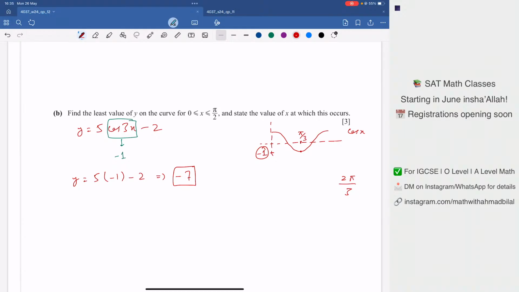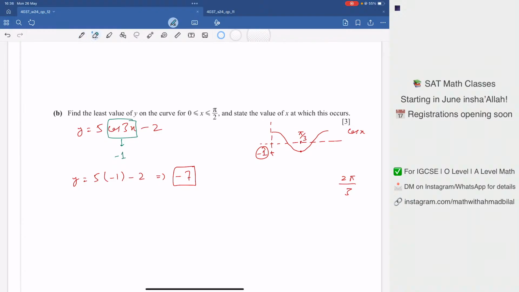Now, what's the value of x at which this occurs? How do you find that now? At what value of x does this occur? We figured that out already before. Since we know in the standard graph that value would occur when x is equal to pi, right?